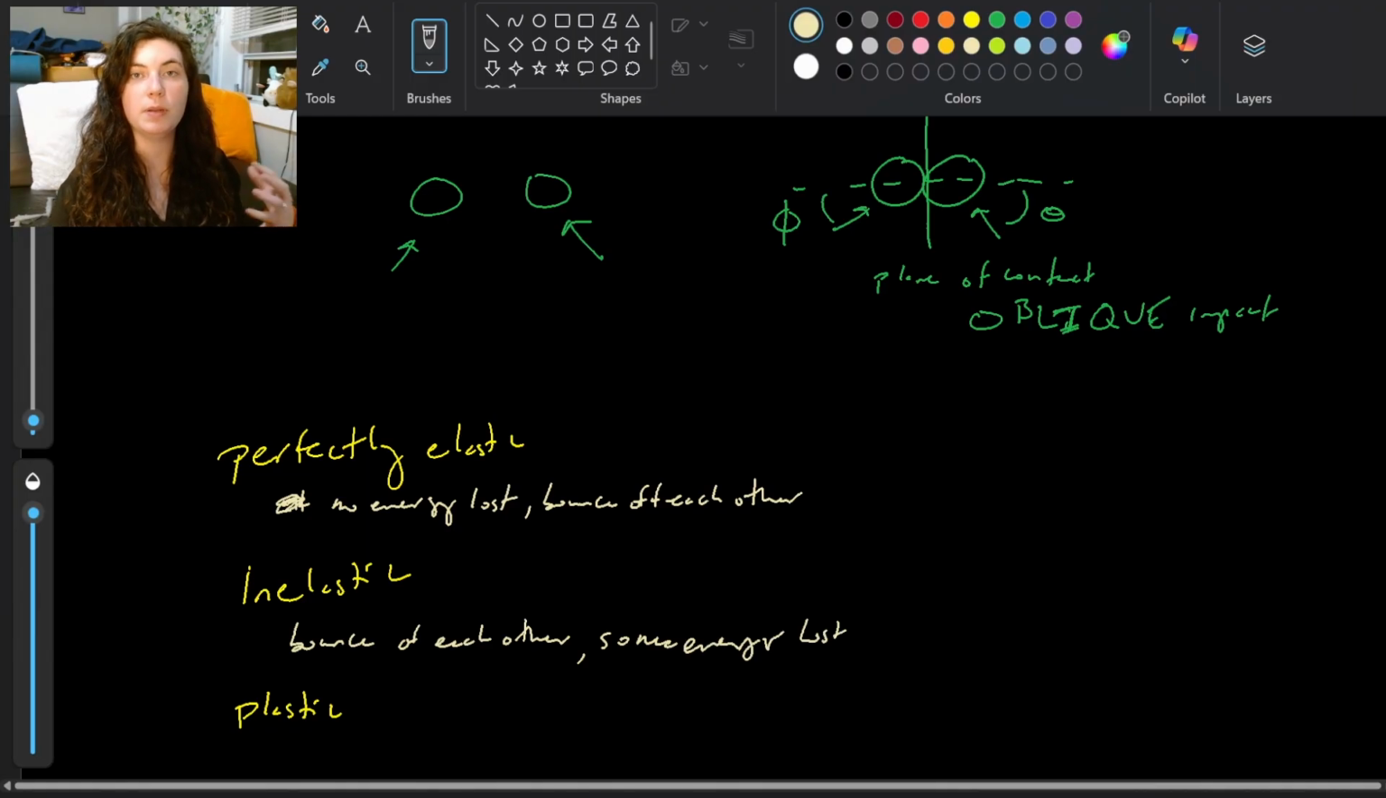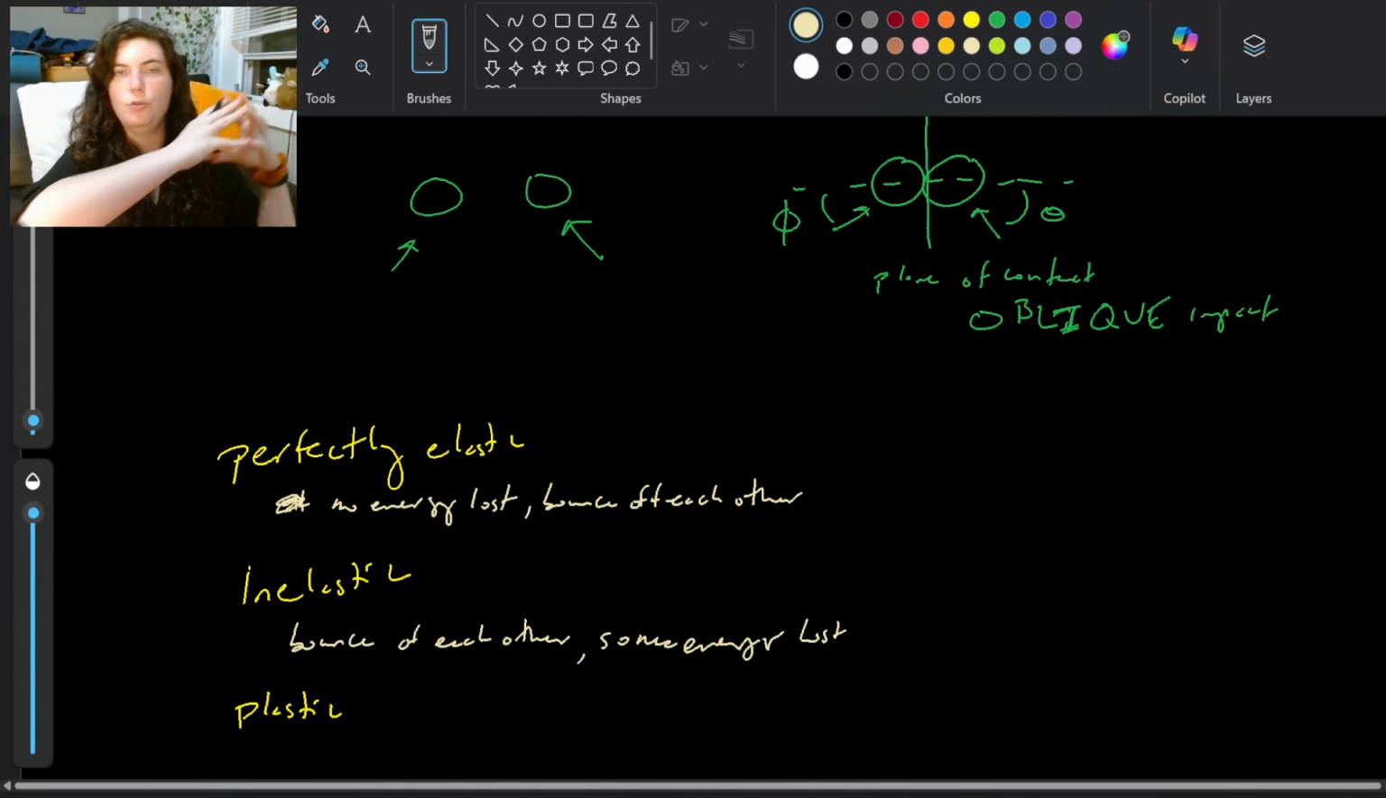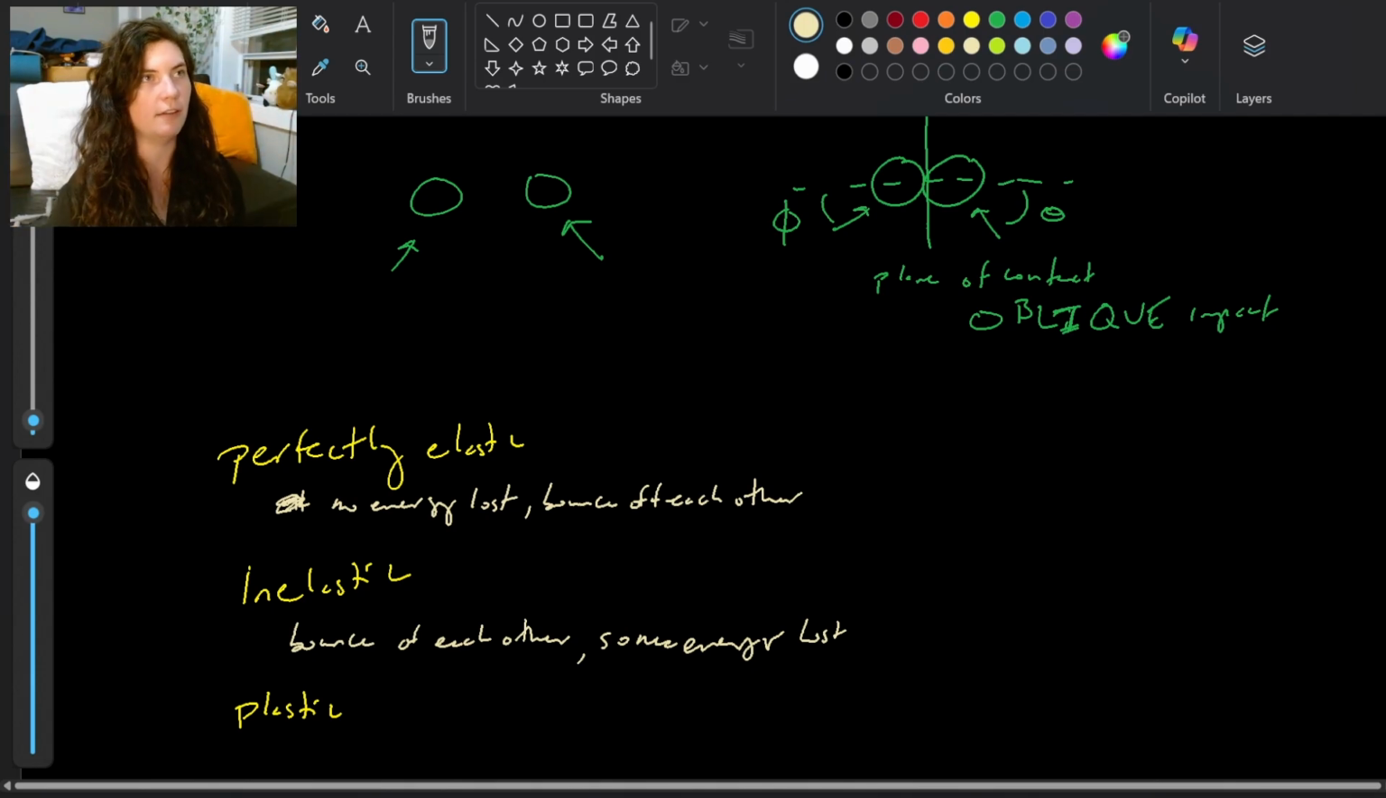And then finally we have plastic collisions. And for plastic impact, that means that they are sticking together, right? They are impacting, they are colliding, and they are stuck together, and they are moving in some direction together after that. So particles stick together.